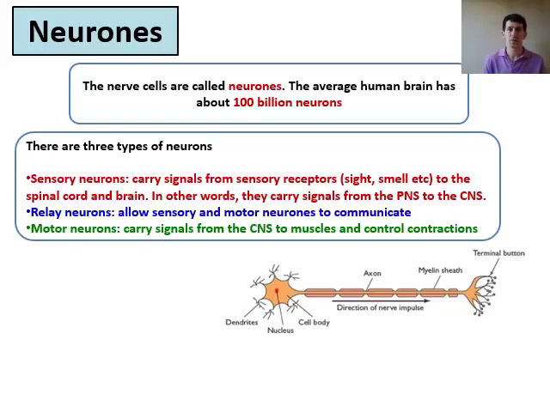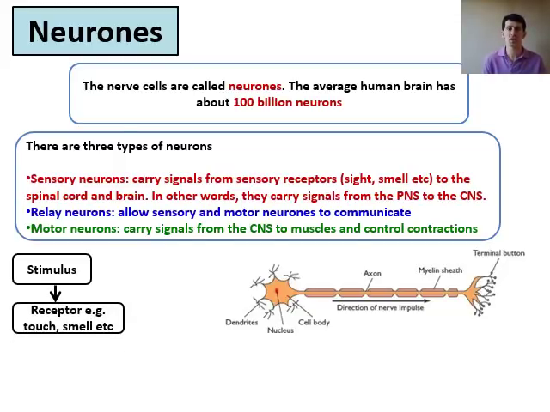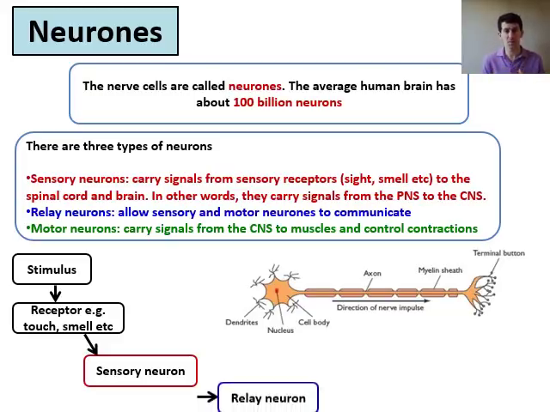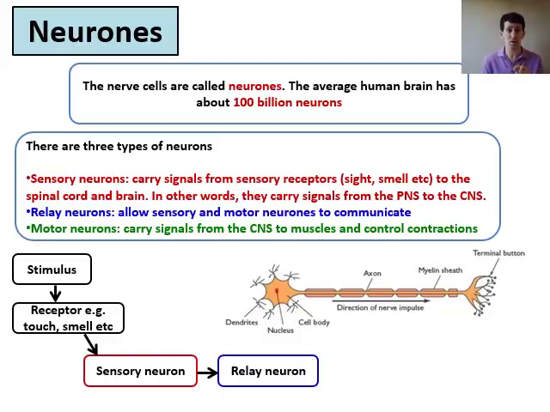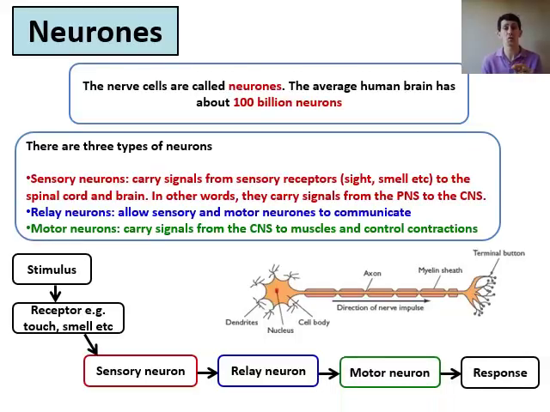So we'll show you a little flow chart here. So we get a stimulus. It might be you touch something hot. Okay, so we've touched it, we've felt some pain. The sensory neuron then will carry that information to your central nervous system. It will carry it to our spinal cord. And in the spinal cord, we've got relay neurons. And the relay neurons allow the sensory neuron to pass that information, that pain, onto a motor neuron. And the motor neuron will then carry the information from our central nervous system, from our spinal cord, to our muscles, and we move and take our hand off.